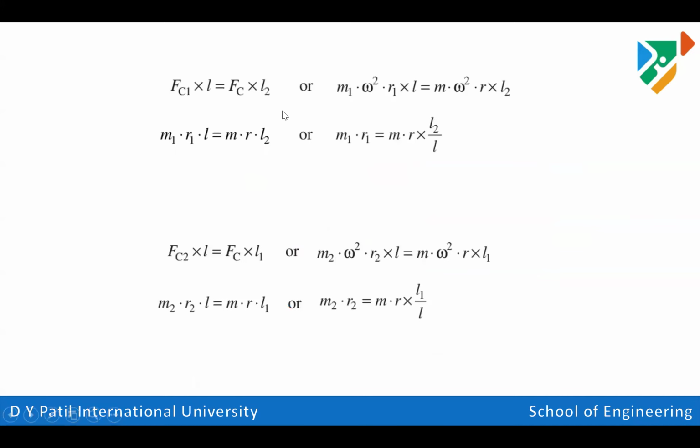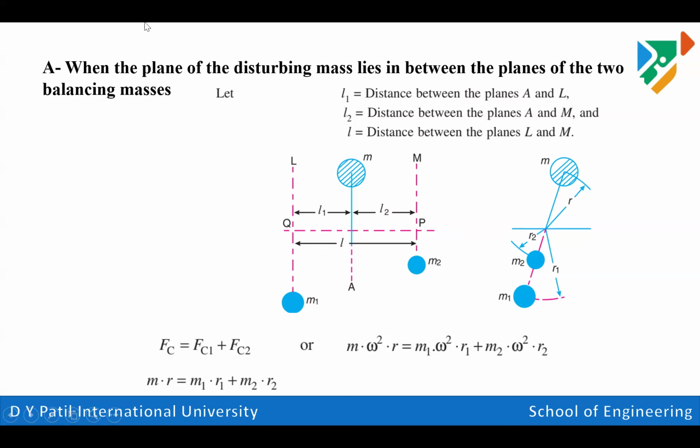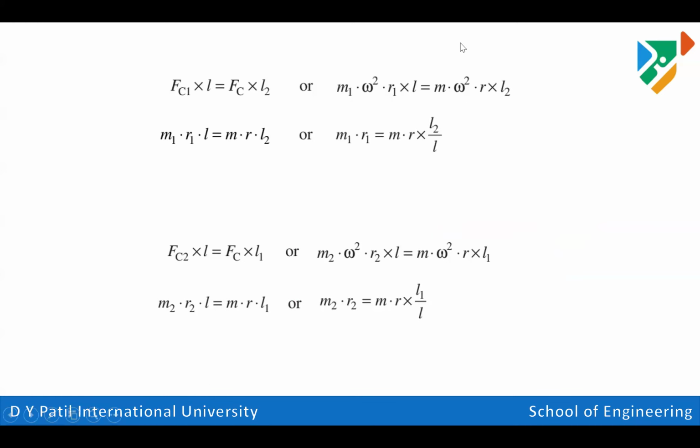Next, if we correlate the same with respect to lengths L and L2, you can write Fc1 L is equal to Fc L2. Just look at the previous slide. We have this mass with force Fc, and we are taking the centrifugal force about this point. That is the moment about the centrifugal force. Force into length is nothing but moment. So we can write m1 r1 omega square into L, and Fc is m r omega square into L2. So we have m1 r1 L is equal to m r L2, that is, m1 r1 is equal to m r L2 by L.